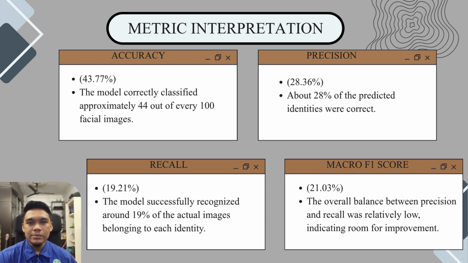Lastly, the model obtained a macro F1 score of 21.03%. The macro F1 score represents the overall balance between precision and recall across all classes. The relatively low value indicates that there is still significant room for improvement in terms of classification performance and model generalization. Overall, these results demonstrate that the Swin transformer model was capable of performing face recognition.